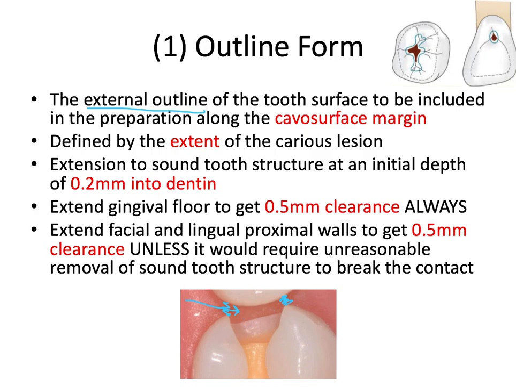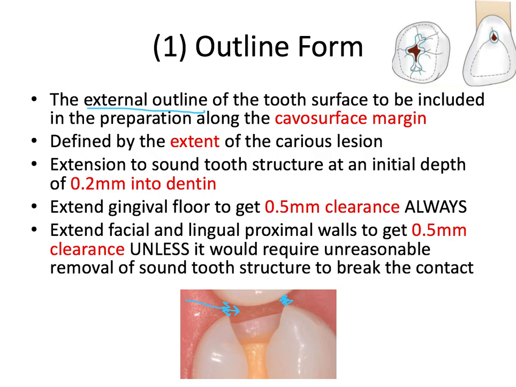So it's also a good idea to get that kind of clearance facially and lingually, unless it would require unreasonable removal of sound tooth structure in order to break that contact. Because we don't want to just get rid of a bunch of healthy tooth structure if it's going way out of the way from where the caries is.